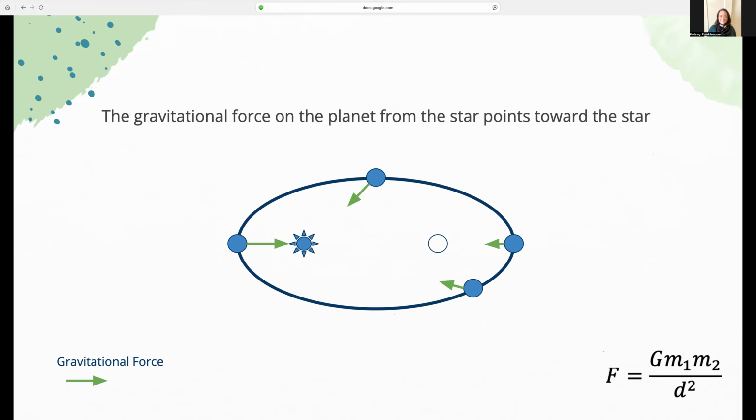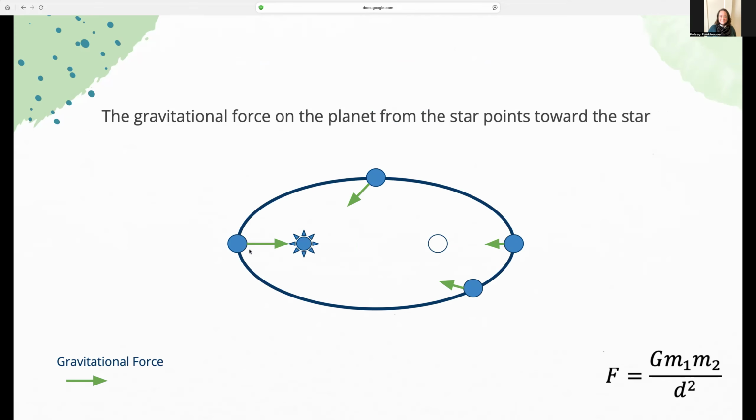And like I said, the force of gravity will point from one object to the other. It also depends on the distance, right? Remember, the equation right here, d squared. So when the planet is closest to the star, the gravitational force is largest, and when it's farthest away from the star, it's smallest. So we have our elliptical orbit, we have our star, the sun. This green arrow is our gravitational force.